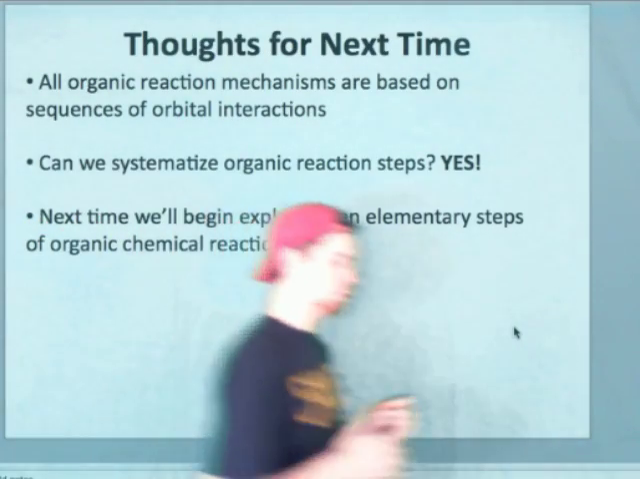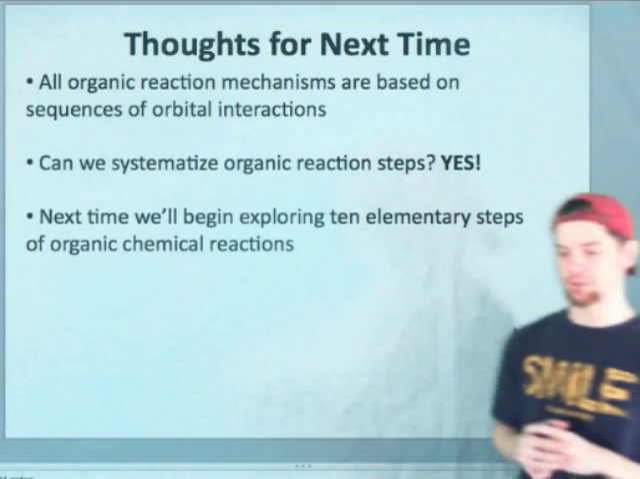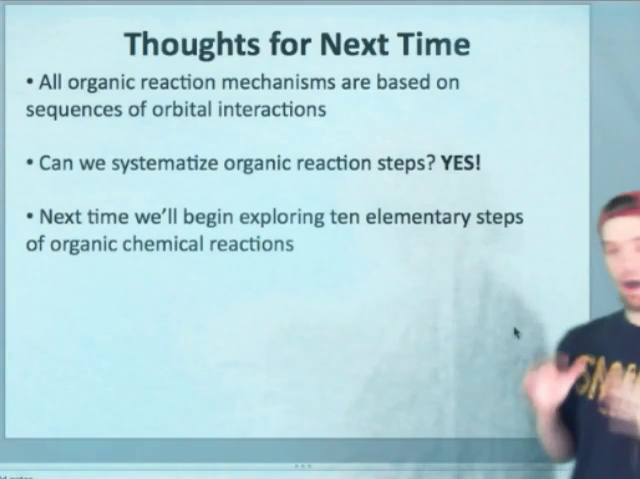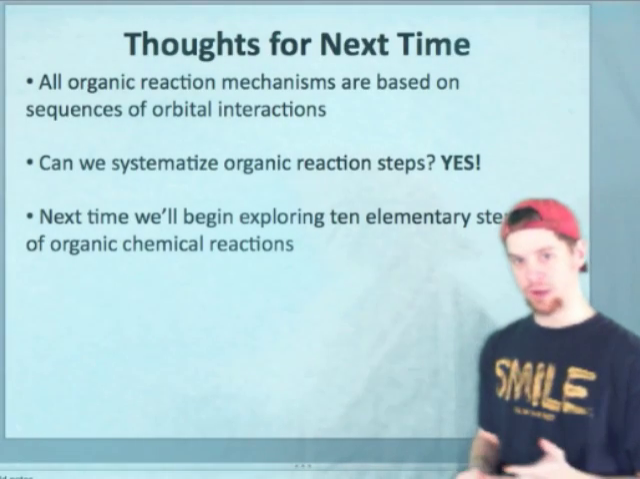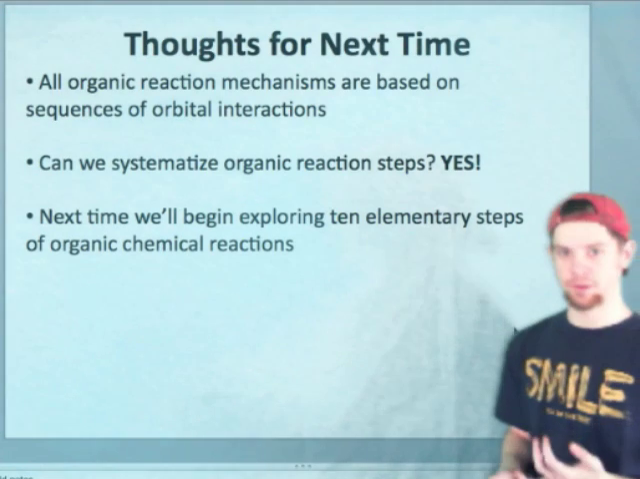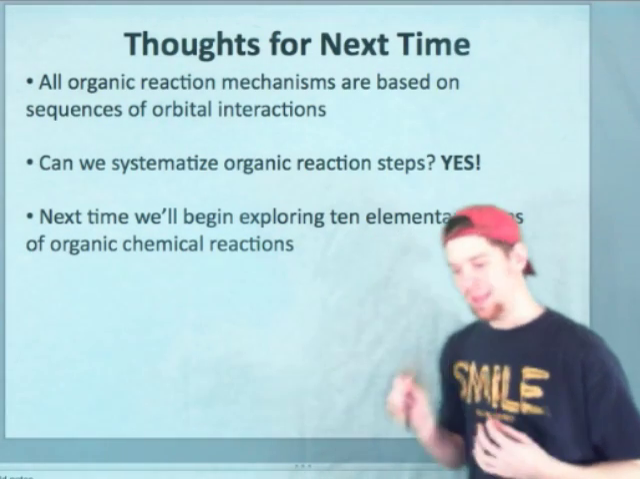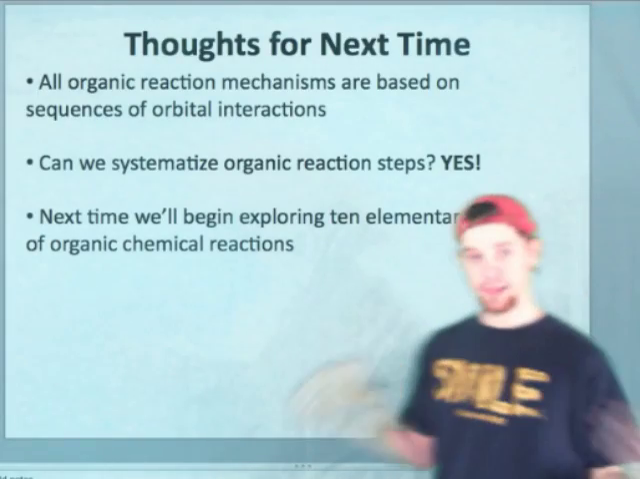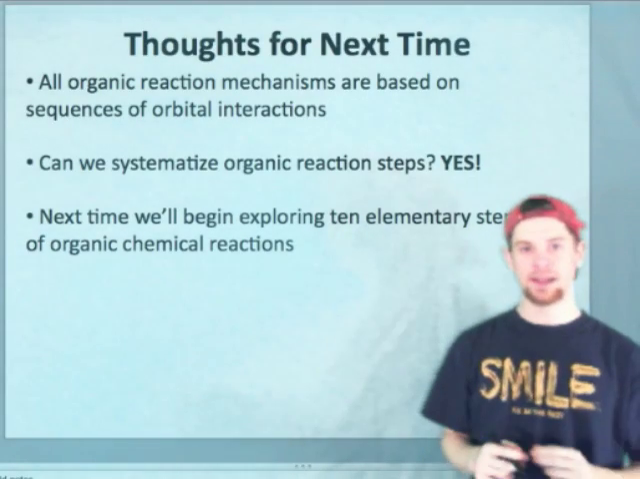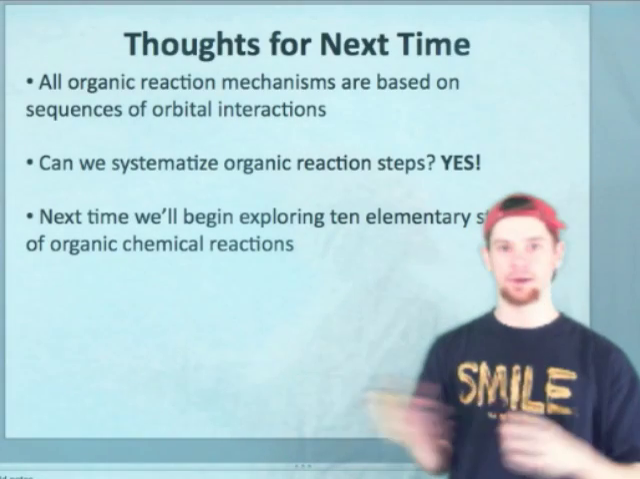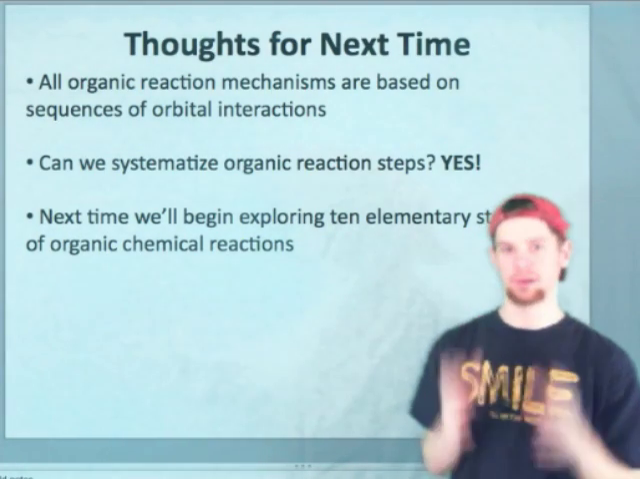Finally, I wanted to close with a few thoughts for next time. As I said, all organic reaction mechanisms are based on simply sequences of orbital interactions. These HOMO to LUMO donation type interactions dominate organic chemistry and really control reactivity in a very profound way. Can we systematize organic reaction steps? Well, yes, absolutely we can, because those 9 frontier orbital interactions are really the only kinds of orbital interactions that we can think about, and really represent how electrons move at the most fundamental, lowest level possible.